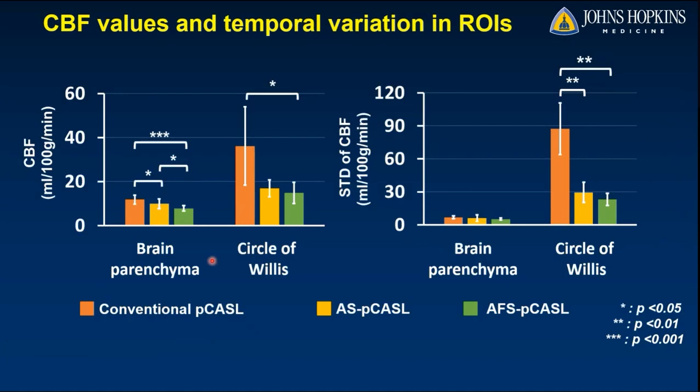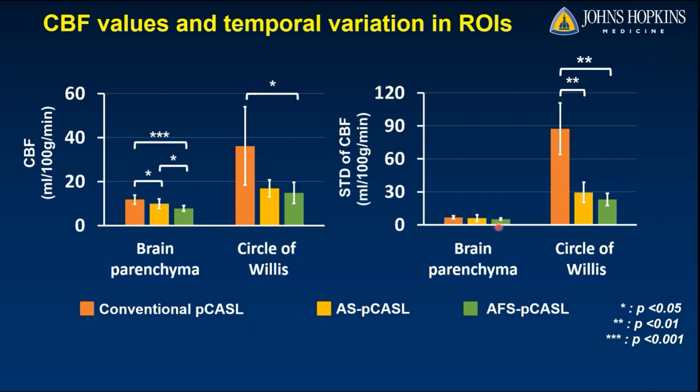What you can see here are the quantitative CBF and standard deviation values within the circle of Willis and brain parenchyma. As you can see, compared with the conventional Picasso, the CBF values within the circle of Willis were reduced by 53% and 59% in AS Picasso and AFS Picasso. In contrast, the CBF values within the brain parenchyma did not change much, despite still showing a statistically significant decrease. Regarding the standard deviation, both suppression schemes resulted in over 65% reduction in the signal fluctuation within the circle of Willis, while no obvious alteration was observed within the brain parenchyma.